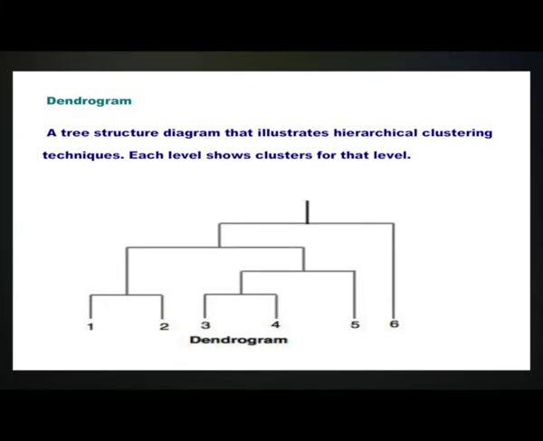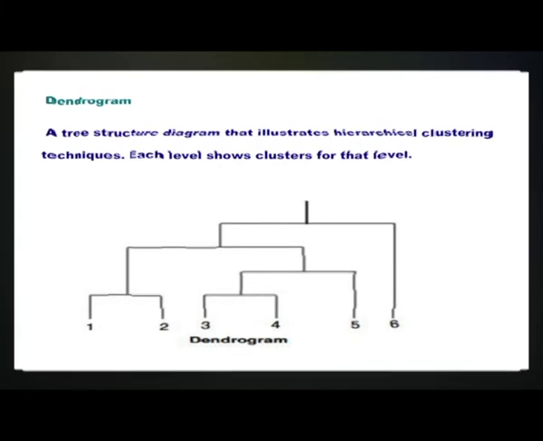We will see a dendrogram. A dendrogram is a picture which is used to represent hierarchical clustering. It is a tree structure diagram that illustrates hierarchical clustering techniques. Each level shows clusters for that level. This diagram has basically 4 levels which represent the data at each level.